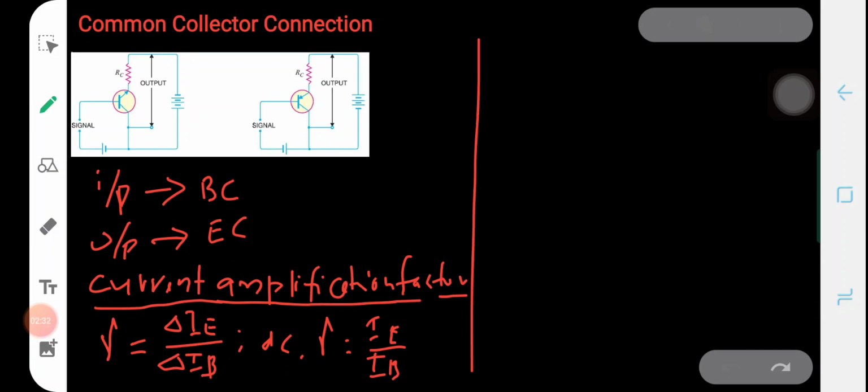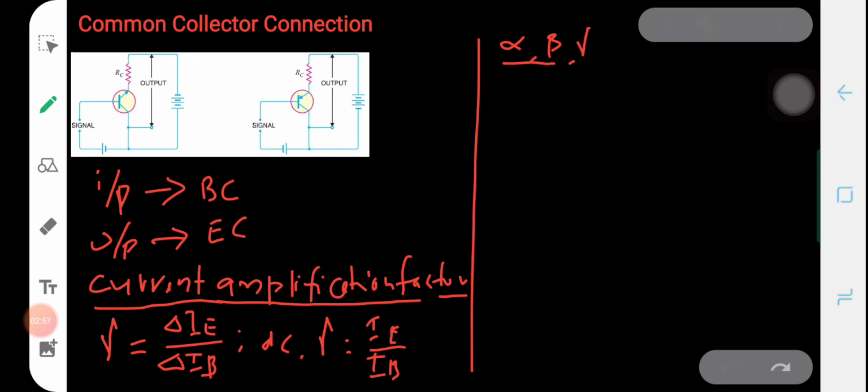And also we have defined the current amplification factor alpha for the common base connection, beta for the common emitter connection, and gamma for the common collector connection. And also we have seen the interrelation between alpha and beta. Now let's have a relation between gamma and alpha.